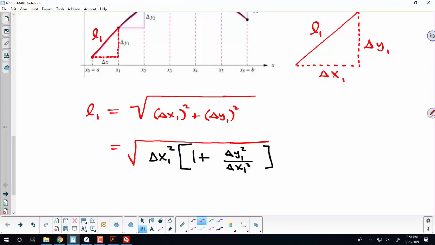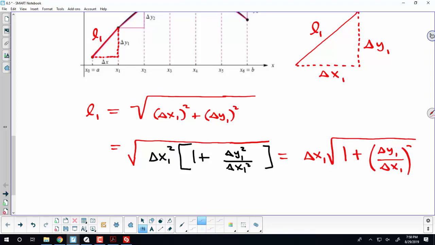So really two things happen when we do that. We have the square root of delta x1 squared, so that can come out of the radical as just delta x1. And let's rewrite our expression as just a quantity squared. So we'll have delta y1 over delta x1 quantity squared, as the length.